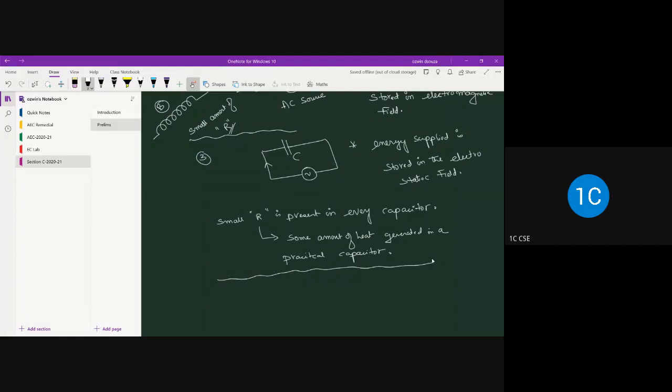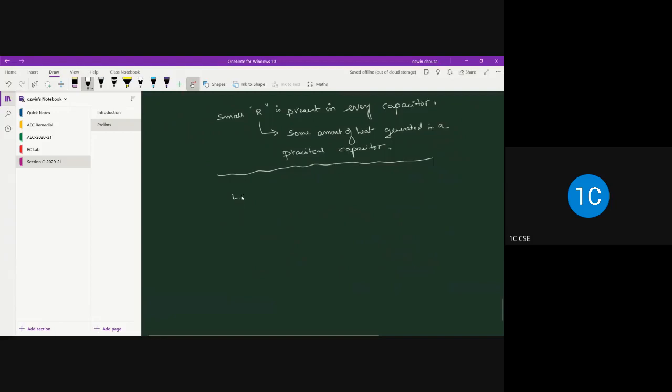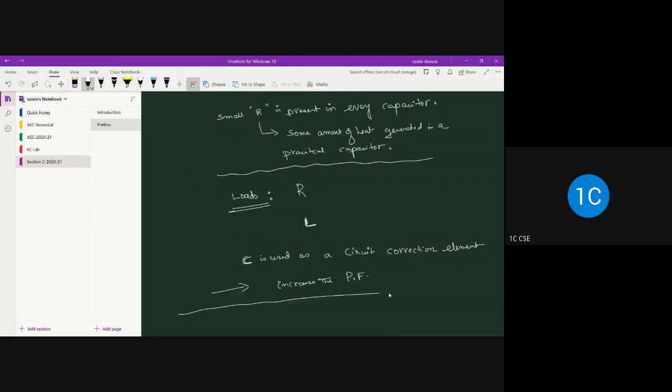But we don't have any straight appliance which is capacitive in nature. All our loads are either resistive or inductive. So we don't have any loads which are capacitive in nature. The capacitor is used as a circuit correction element, in the sense it will increase the power factor. I will come to it when I come to module 2 or module 3.